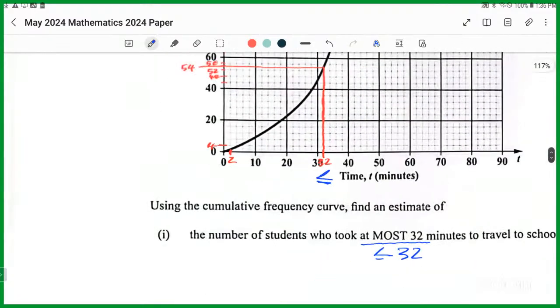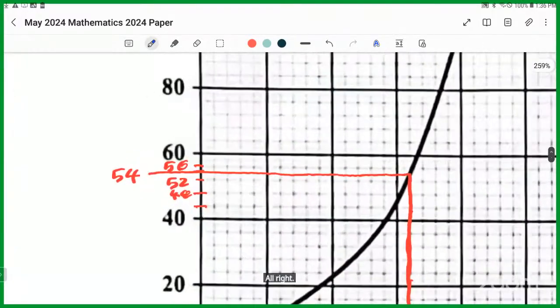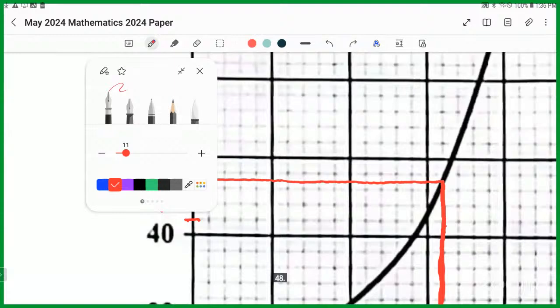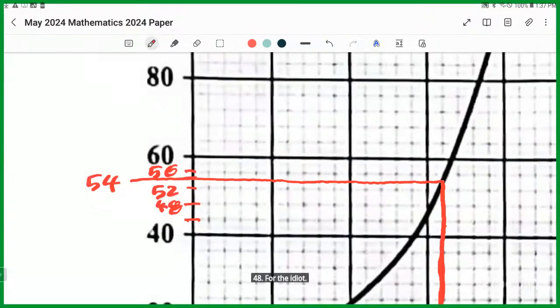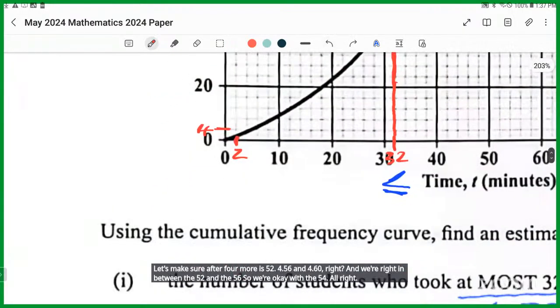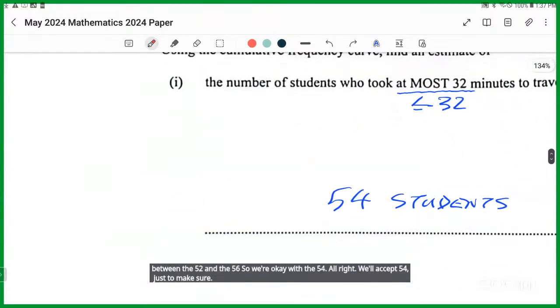All right? Let's just double check and make sure. Remember, this is 40, 44, 48. After 48, 4 more is 52, 4 more is 56, and 4 more is 60, right? And we're right in between the 52 and the 56. So we're working with 54. All right, we accept 54. So it's 54 students. Let's continue.